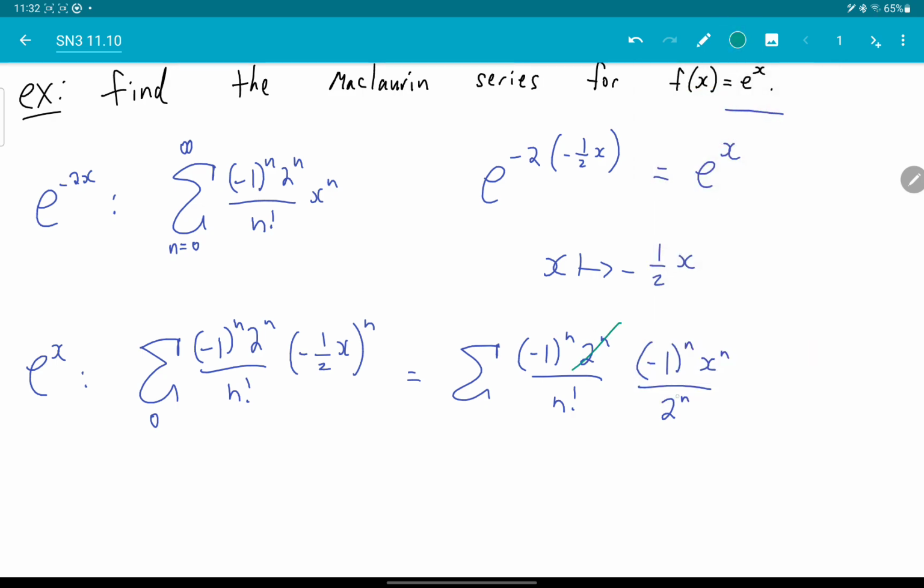Okay, 2 to the n cancels with 2 to the n, of course. Now if I look at these two, I can see that they're both plus 1 or they're both minus 1. In either case, they cancel. So we get this series, which is just x to the n over n factorial.